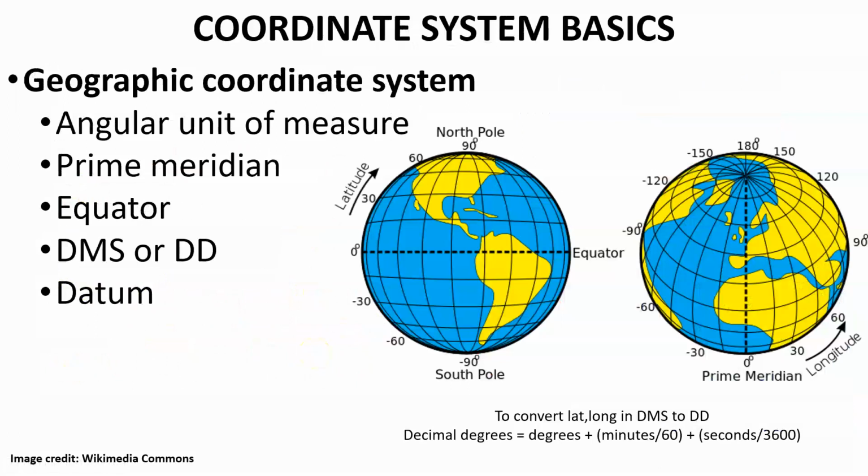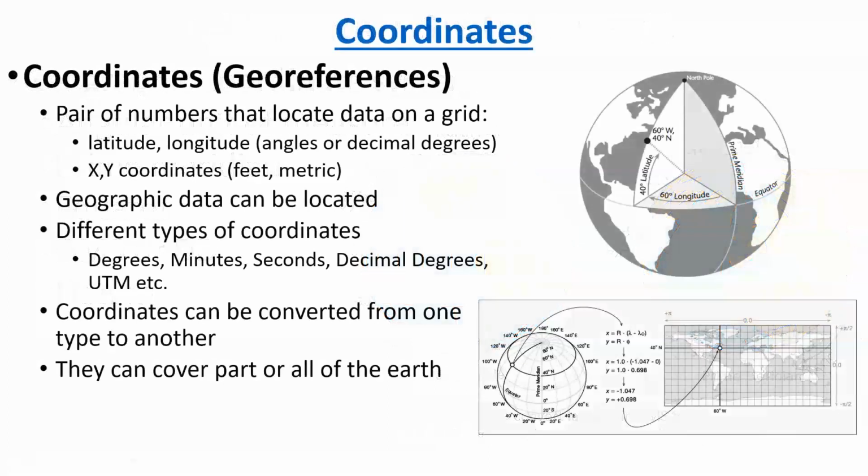Let's discuss geographic coordinate systems briefly. Geographic coordinate systems are often referred to as georeferences. These are often a pair of numbers that locate data on a grid. We are most familiar with latitude and longitude. And latitude and longitude derive their georeference types from measuring angles on the Earth, since we consider the Earth a three-dimensional spherical object with 360 degrees around, but also a 90-degree angle.